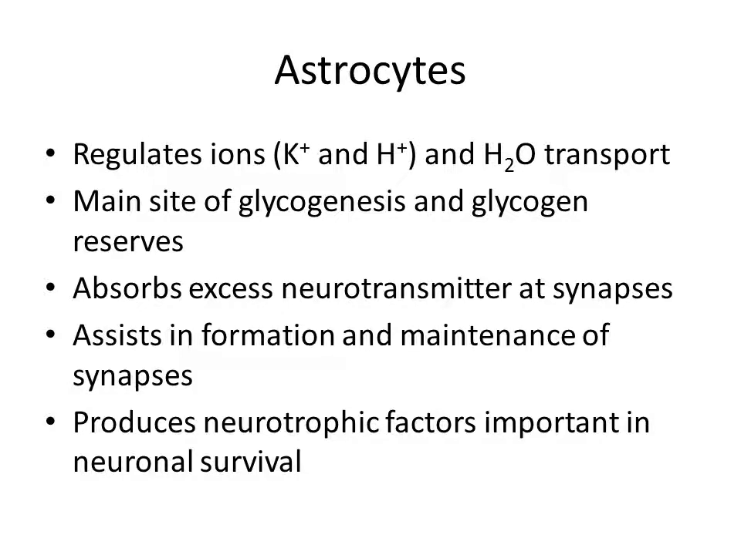Other things that astrocytes do besides help to regulate and maintain the blood-brain barrier include to regulate ions and transport water. Having the right ion concentration is critical for having nerves function normally, which we'll see in a future lecture in this unit when we start talking about information transmission. These glial cells are also the main site for energy, for glycogen reserves, for storing glycogen, and for building up glycogen and breaking it down for energy sources.